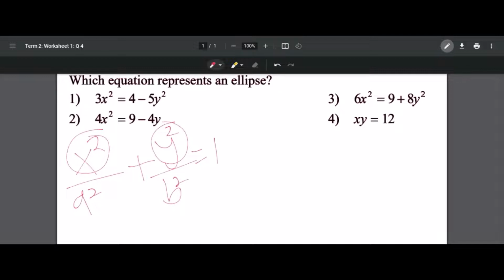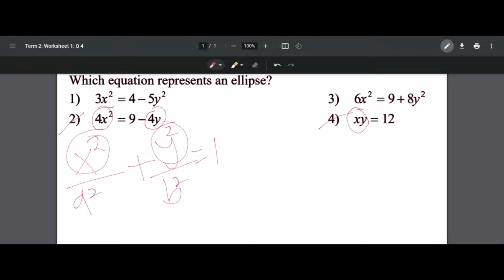So choice number 4 is wrong because there is no x squared or y squared. Also, choice number 2 is wrong because we have an x squared here, but we don't have a y squared.